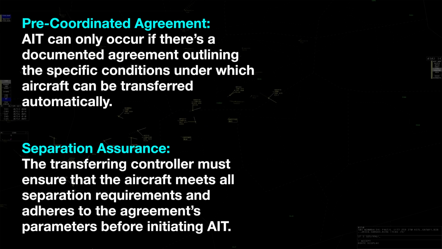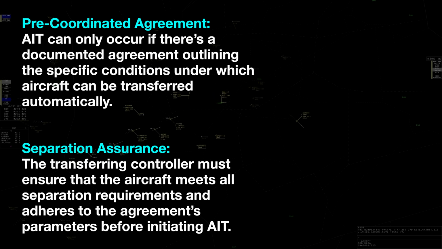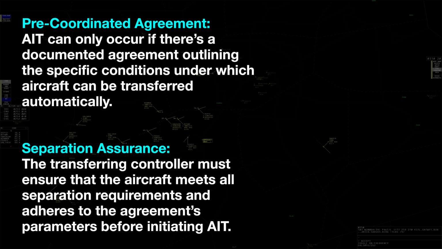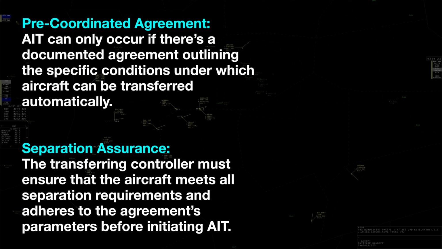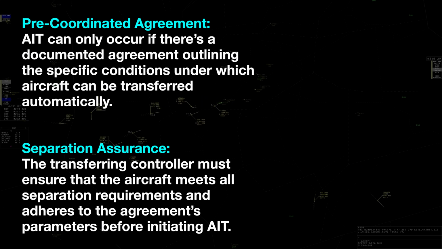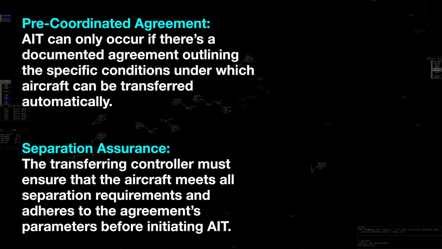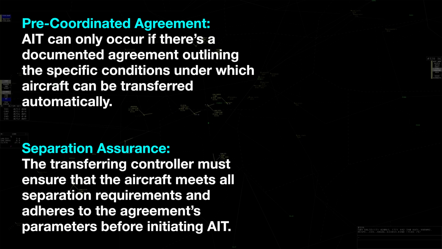Before we look at some examples, it's really important to know some key requirements for AIT use. Number one, there must be a pre-coordinated agreement. AIT can only occur if there's a documented agreement outlining the specific conditions in which an aircraft can be transferred automatically. This will typically exist in the form of an SOP or an LOA. Number two, the transferring controller must ensure that the aircraft meets all separation requirements and adheres to all agreement parameters before initiating AIT.